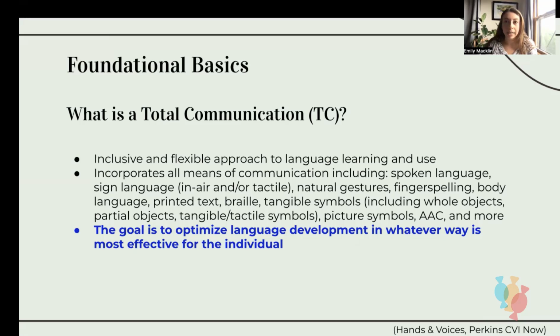The goal is to optimize language development in whatever way is most effective for the individual. It's really a philosophy, not so much a methodology. For each individual exposed to a total communication approach, this may look different, with the overarching goal being the same: to provide access to multimodal language in any way that's accessible to the learner.